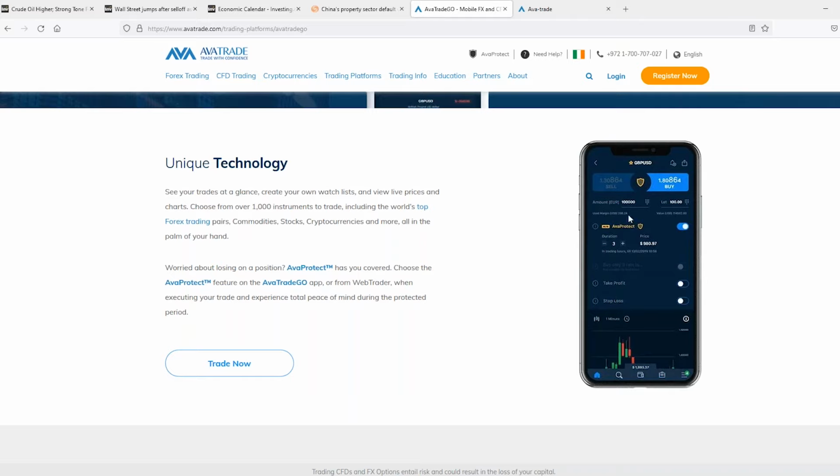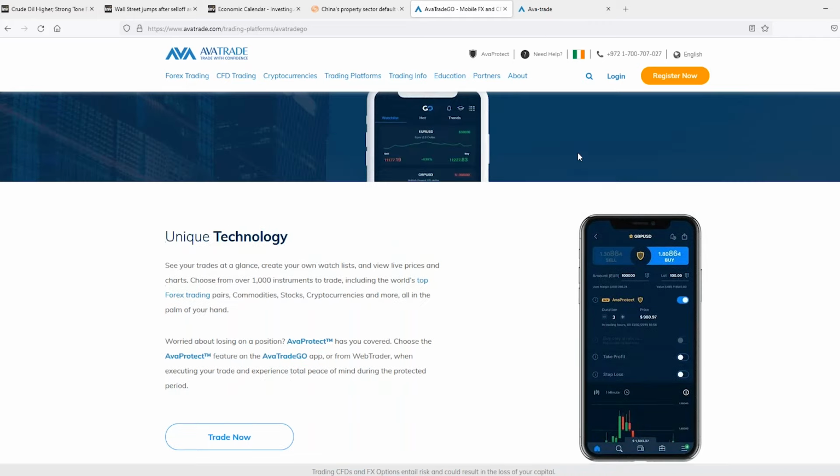AvaProtect is a special feature that if you put that onto the trade, it protects against any and all losses during the protected time period for a small premium cost. So you have all of these extra features if you use our mobile app or our web trader platform, and the trades you open, you'll see on your MT4 and MT5 account still. So not to worry about that. It's the same account, and those trades will show on the other platforms no matter where you open them from.